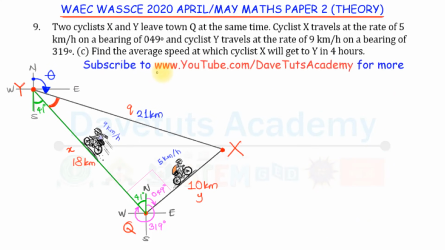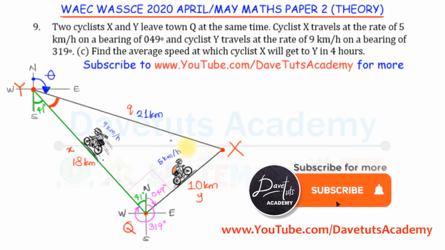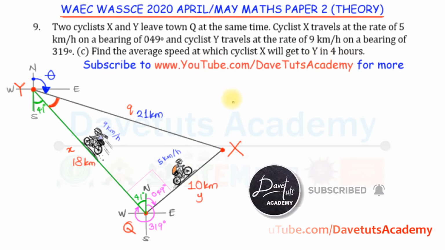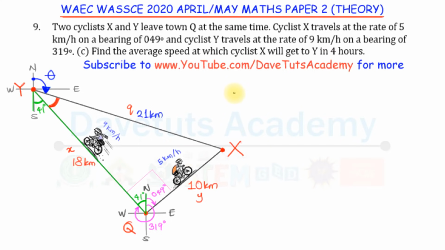All right. So here in our final question, we are asked to find the average speed at which cyclist X will get to Y in 4 hours. So when X got to here and Y is here, Y will be stationary, and then X wants to move from this particular point to Y at this point. So we have to find the speed which it needs to travel at to get to Y, but in 4 hours. If you recall, initially we said our speed is nothing but what?